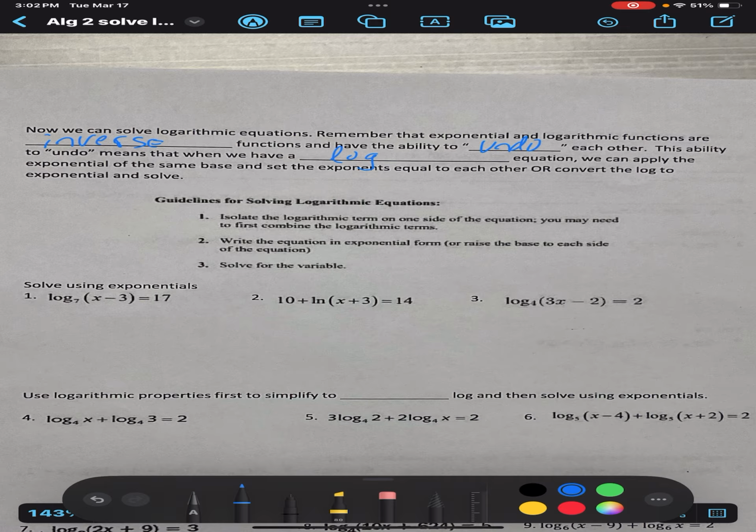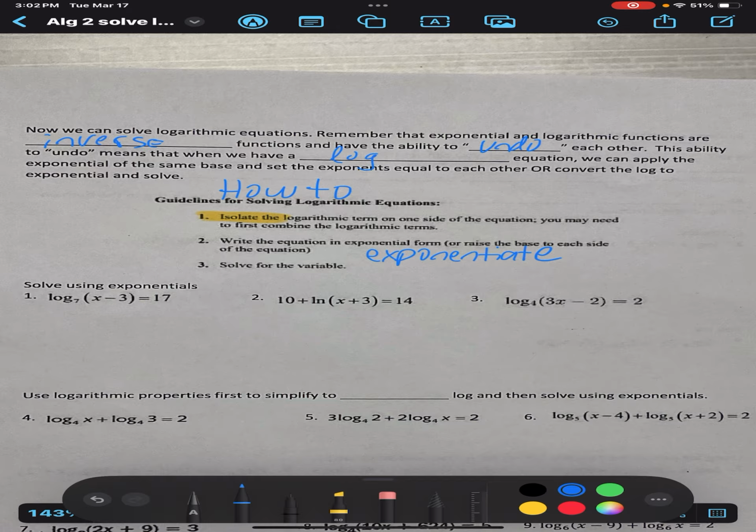So right here is kind of my little how-to. And notice, you see this word, isolate. You always want to isolate the log term on one side of the equal sign. And sometimes you need to do some combination, some condensing. And then we want to write the equation in exponential form, or what I like to do is I call it, I'm going to exponentiate. Doesn't that sound fun? That's a new fun verb. Exponentiate.